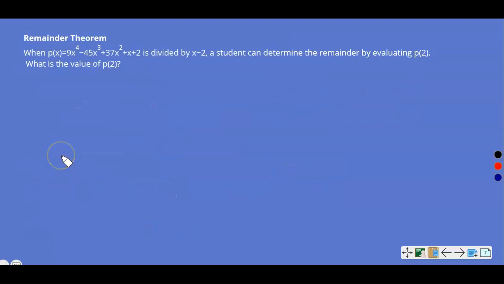All right, this is the last example on the remainder theorem. When p of x equals 9x to the 4th minus 45x cubed plus 37x squared plus x plus 2 is divided by x minus 2, a student can determine the remainder by evaluating p of 2. What is the value of p of 2? All right, so you can use synthetic division, but you also can just simply substitute 2 into this equation. Again, this is in the form of x minus k, but k in this case would be 2. So let's substitute 2 in and see what the remainder will be.